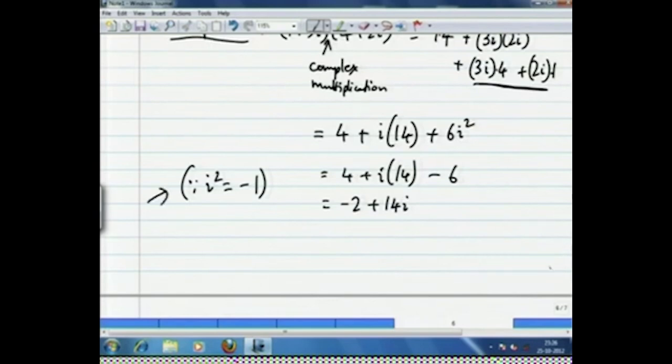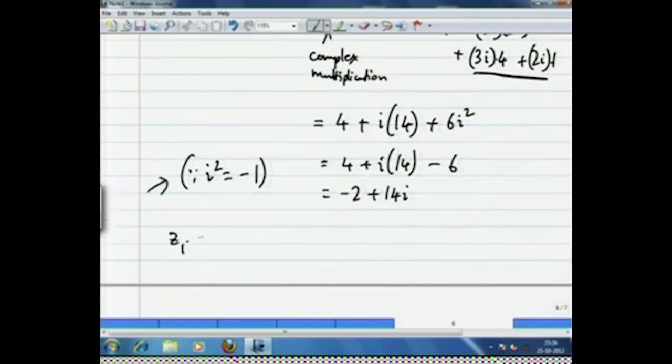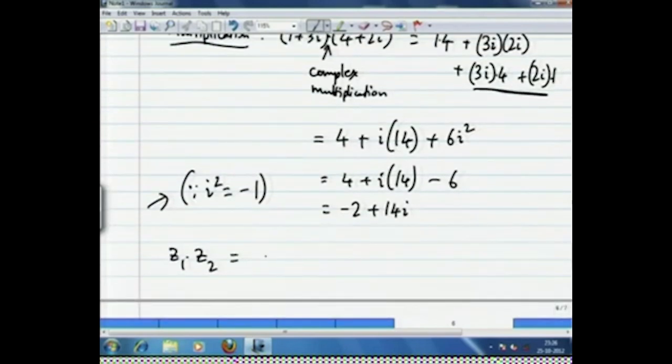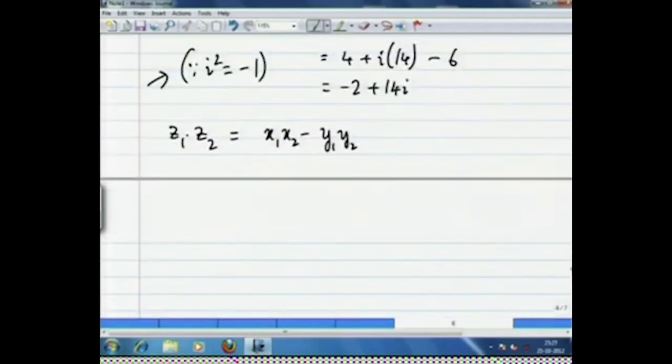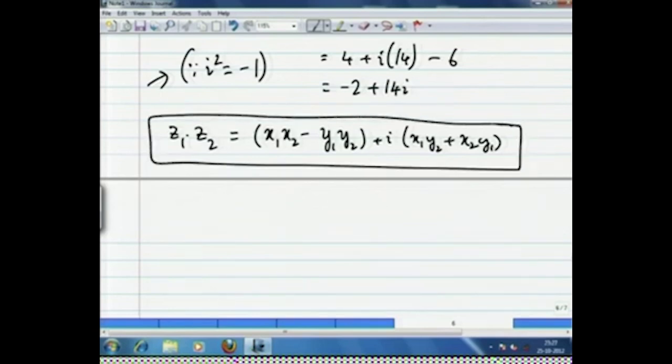So, using this, we will multiply two complex numbers z 1 and z 2, where z 1 is x 1 plus I y 1 and z 2 is x 2 plus I y 2. We have the following rule: x 1 x 2 minus y 1 y 2, plus I times (x 1 y 2 plus x 2 y 1). So that's your complex number multiplication.